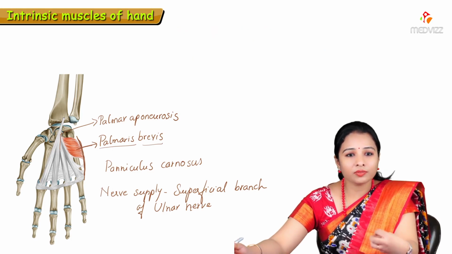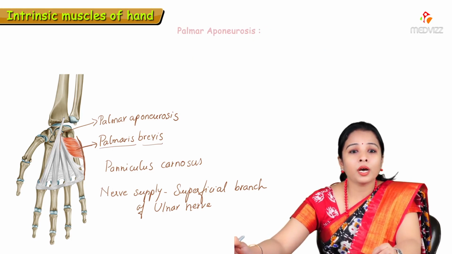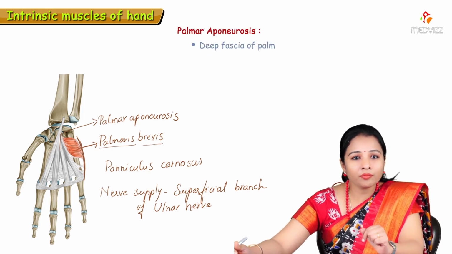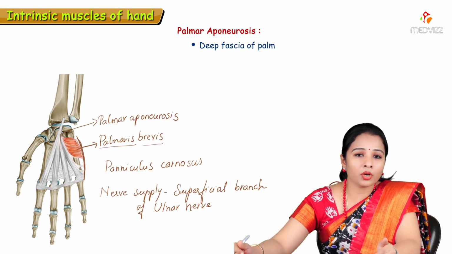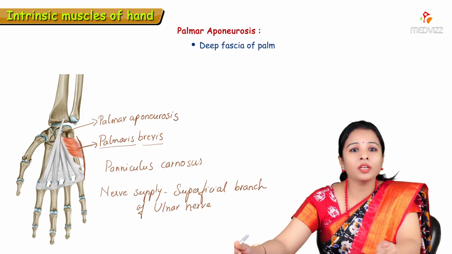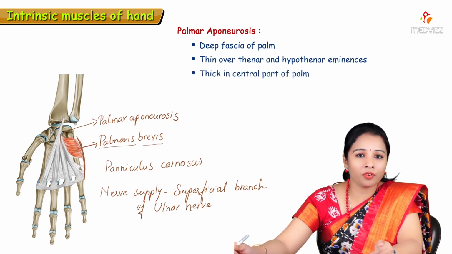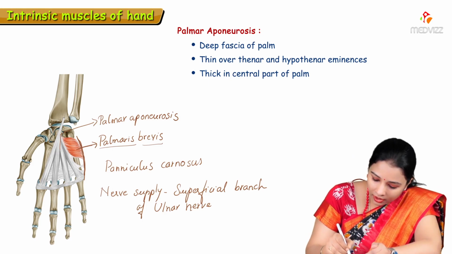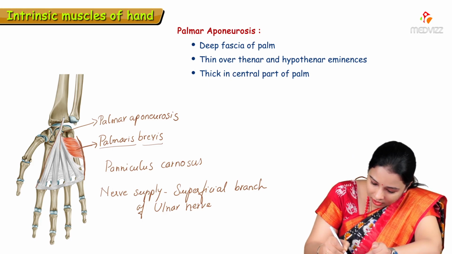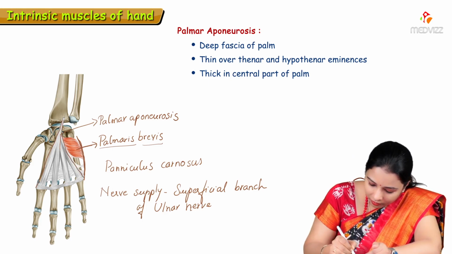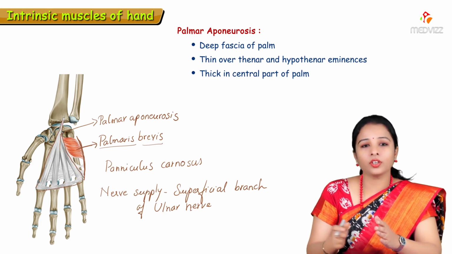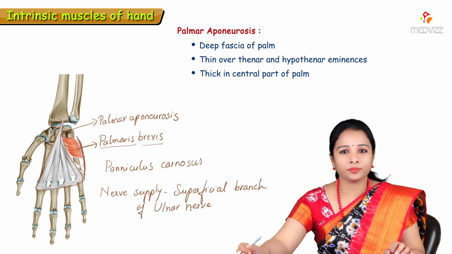The next structure which we are going to learn here is the palmar aponeurosis. Palmar aponeurosis is the deep fascia of the palm. It is a modification of the deep fascia of the palm and is thin over the thenar and hypothenar eminences, and it is thick in the central part of the palm. You can see here it is deficient on each side and it is triangular, thicker in the central part. On either side it is thin.